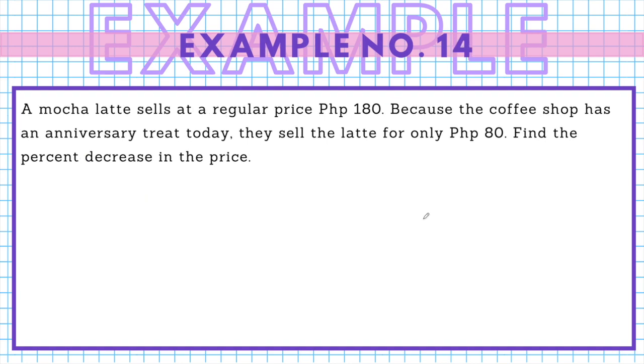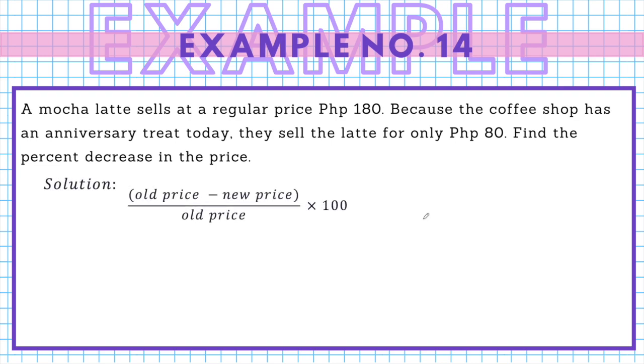For the next one, a mocha latte sells at a regular price of 180 pesos. Because the coffee shop has an anniversary treat today, they sell the latte for only 80 pesos. Find the percent decrease in the price. Now, the formula in getting a percent decrease is simply old price minus new price over old price, and then to get the percent, we multiply it by 100.